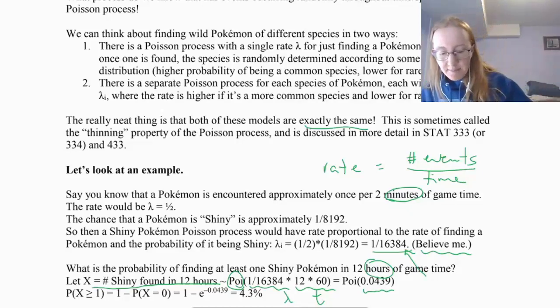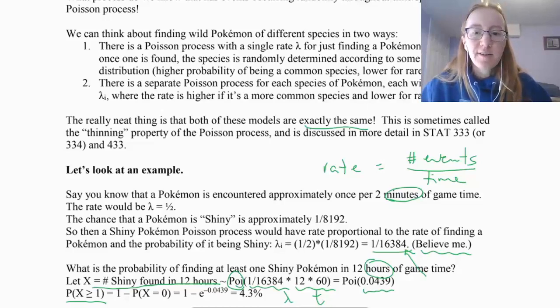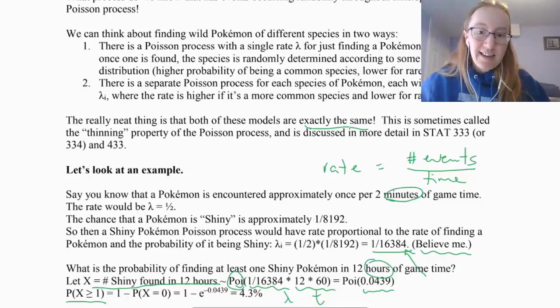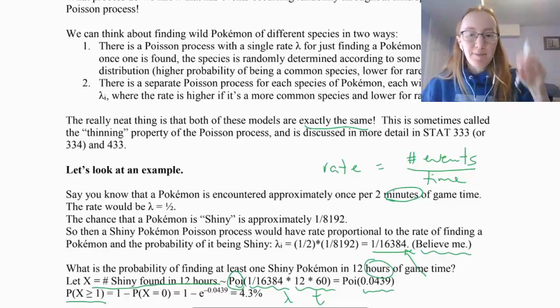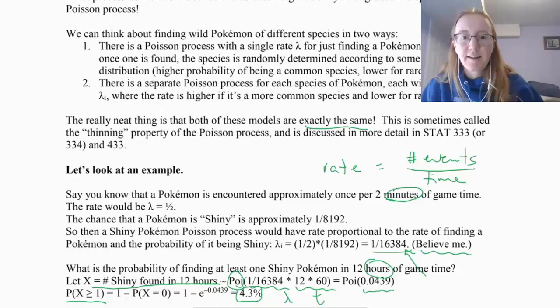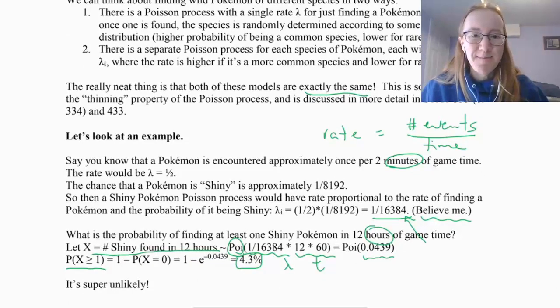And then finally, the third step is to find what we want. We want the probability of at least one shiny Pokemon in these 12 hours. So the probability of X being greater than or equal to 1, in this case, we could just take as 1 minus the probability X is equal to 0. That's easy. So that's going to be 1 minus e to the negative parameter times the parameter to the 0, which is 1, divided by 0 factorial, which is also 1. So those disappear, and we end up with 4.3%. So even after 12 hours, it's super unlikely that you would find a shiny Pokemon.